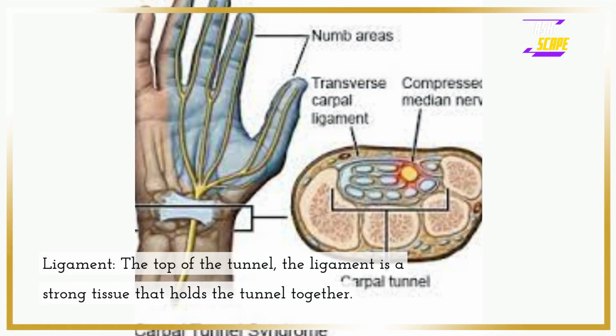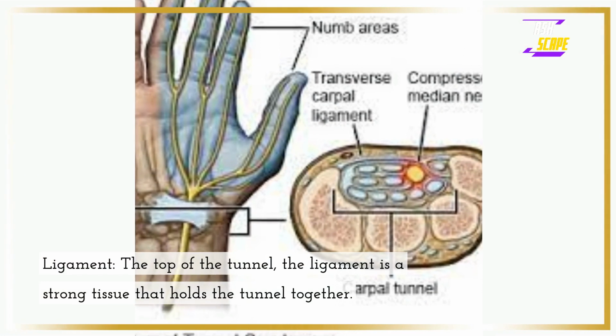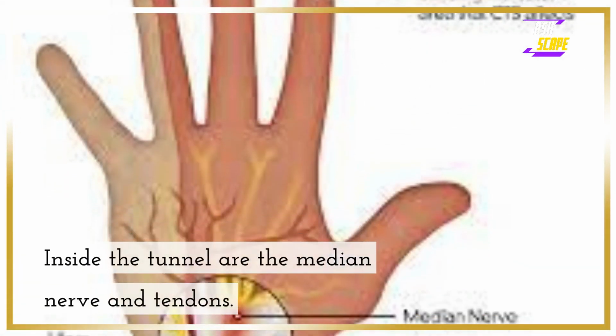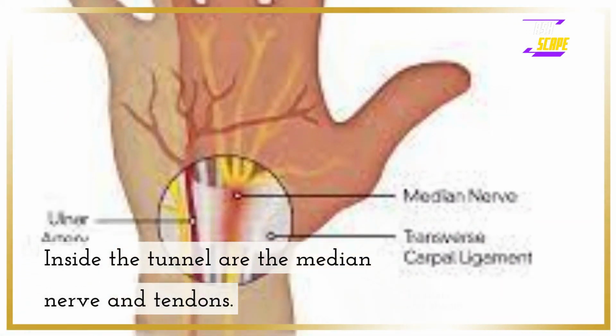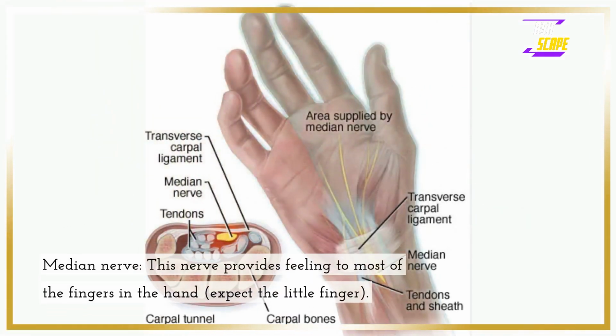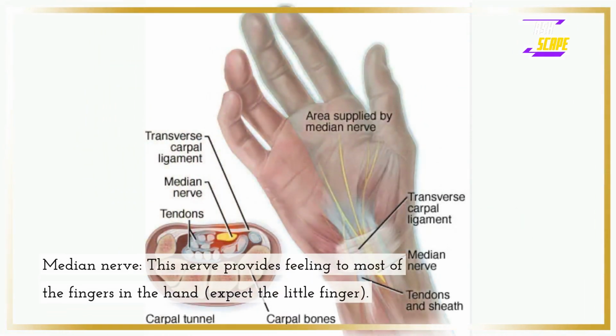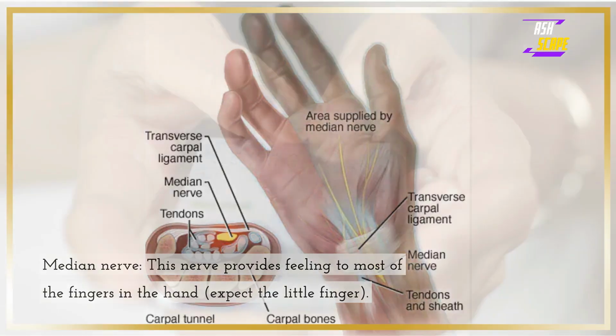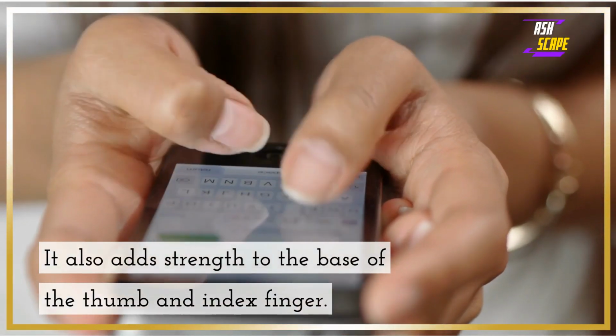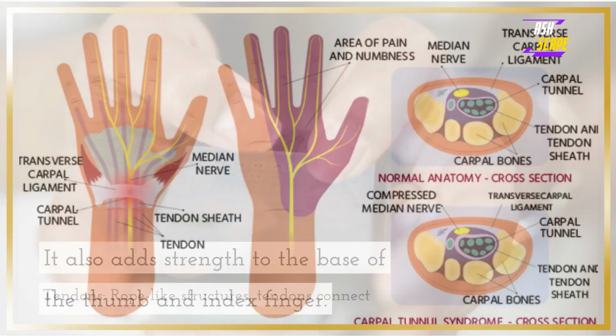Ligament, the top of the tunnel. The ligament is a strong tissue that holds the tunnel together. Inside the tunnel are the median nerve and tendons. Median nerve. This nerve provides feeling to most of the fingers in the hand, except the little finger. It also adds strength to the base of the thumb and index finger.